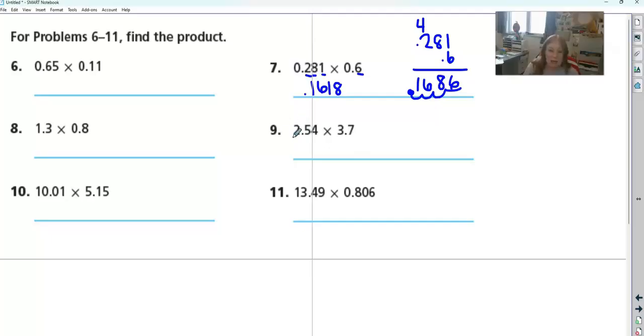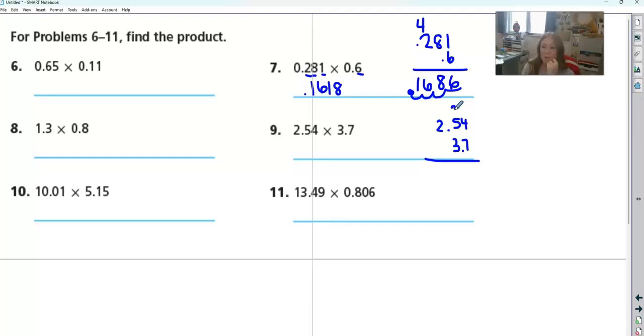Okay, I'm going to try number 9 with you. So that is 2.54, and I want to keep 3.7 on the bottom because it doesn't have as many numbers. So I only have to do times by 7 and times by 3 instead of times by 4, times by 5, times by 2. So we set it up. The only time we don't worry about decimals until the end.